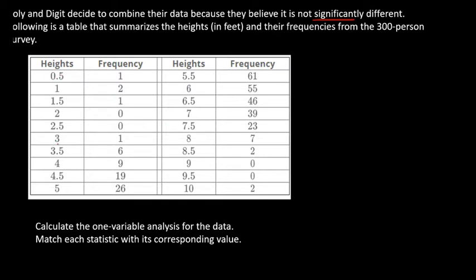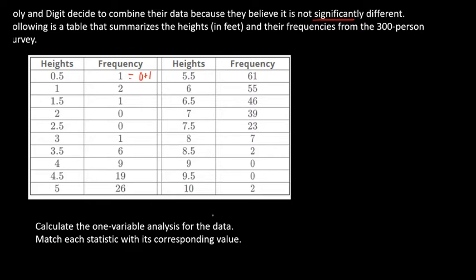So, they had taken the same heights, right? So now we've combined our frequency tables. In essence, they really just added them together, right? So maybe Poly had a 0 frequency for this one and Digit had 1 person, so they added it together and they got 1, and they did that for each entry.